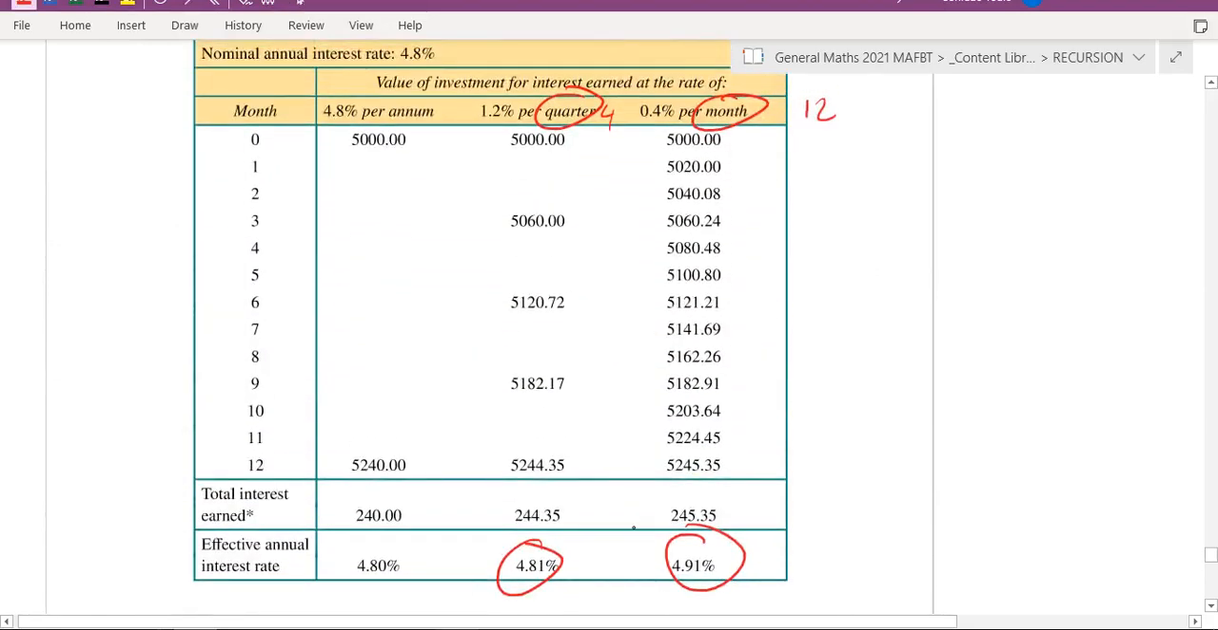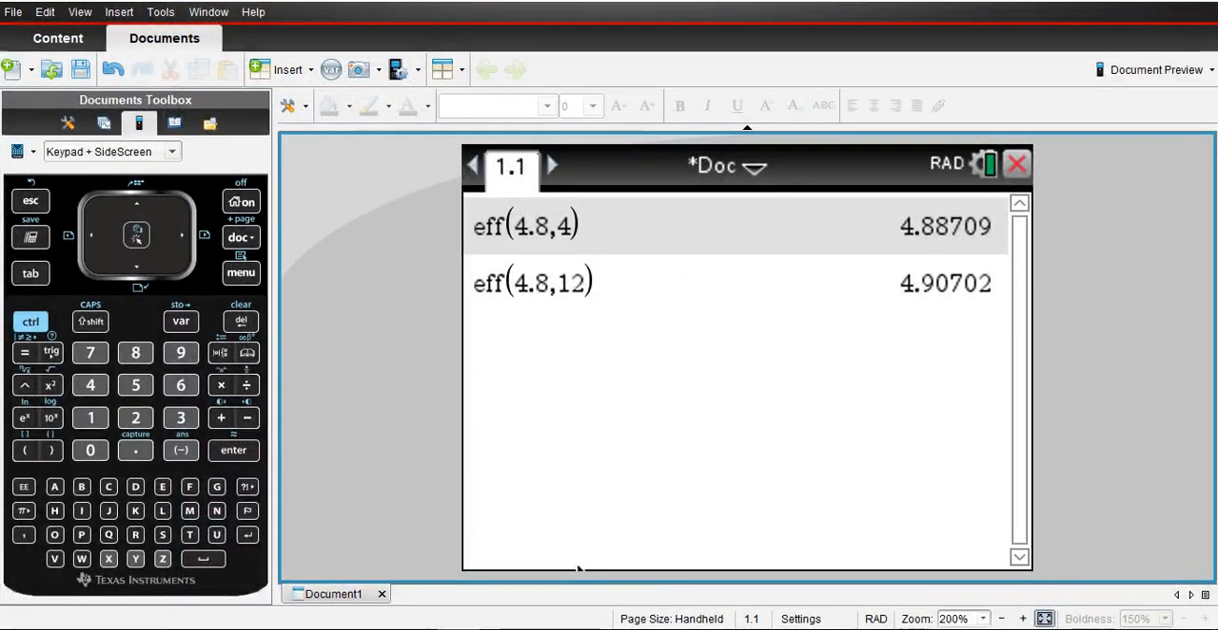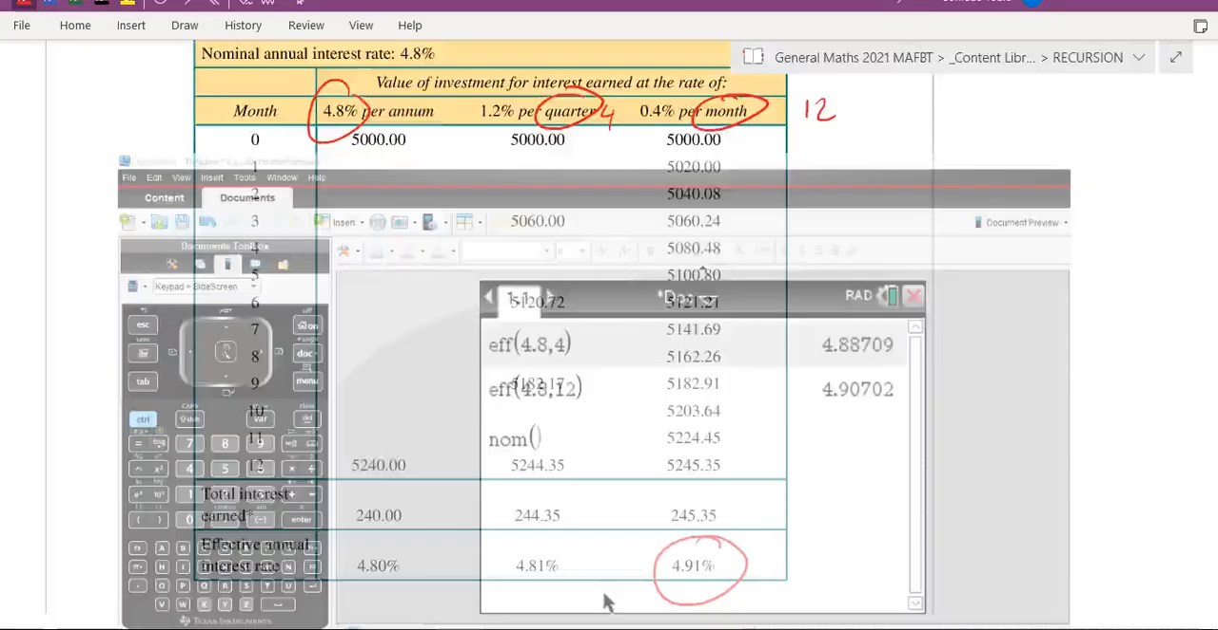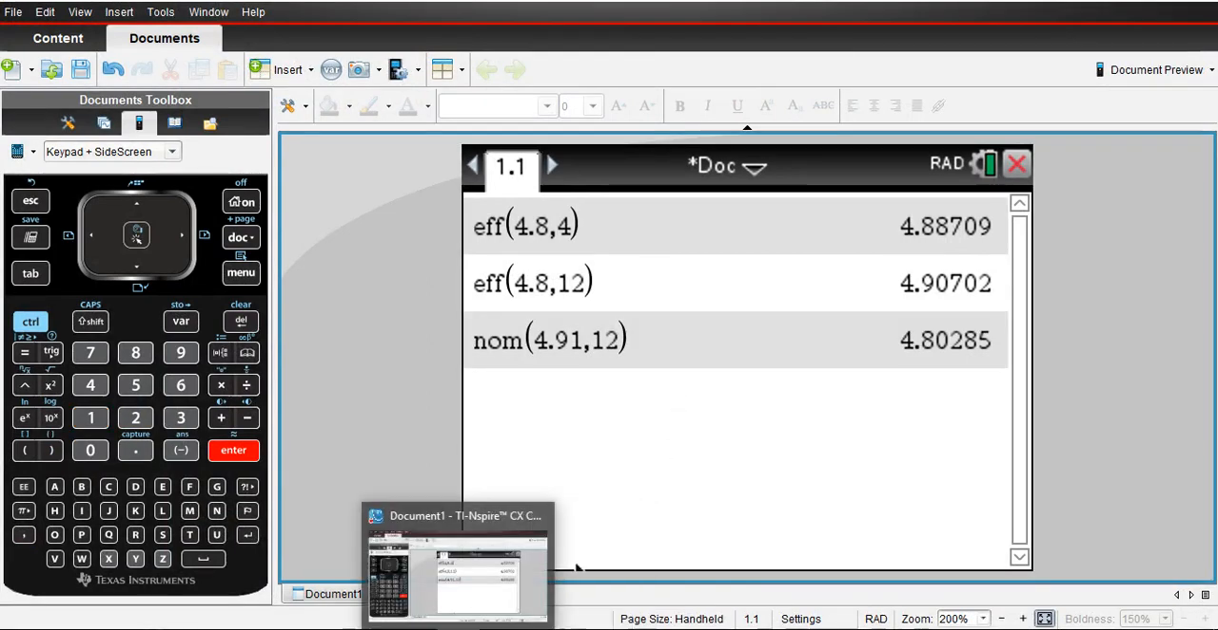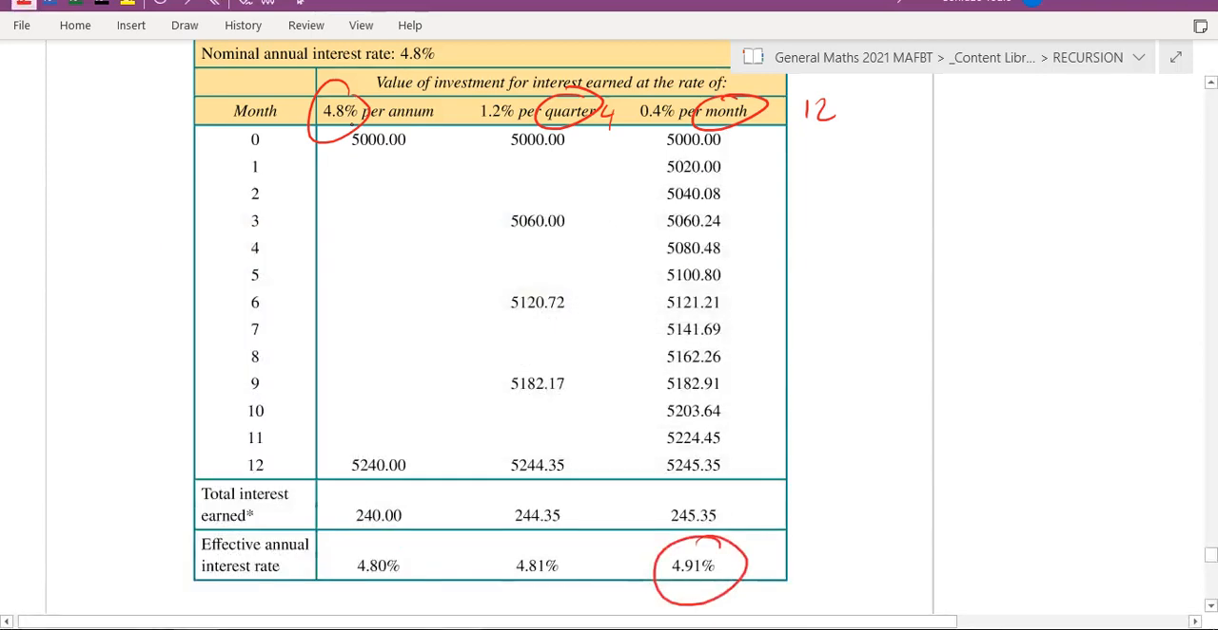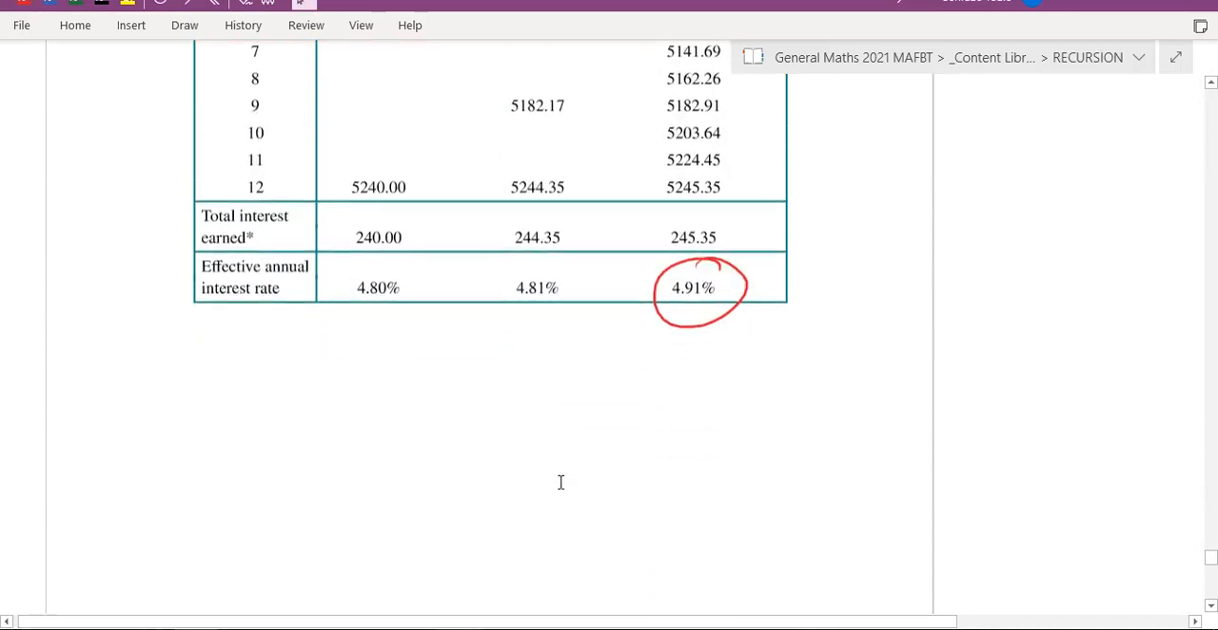So what if I've been given the effective rate and I want to figure out my nominal rate? So on my calculator, if I want to find my nominal rate, go nom. Okay, what's the interest rate? That's what's the effective interest rate. So 4.91, and it's compounding monthly. So the nominal rate is 4.8, and that's what it was originally here. So that's how we go in between effective and nominal rate.